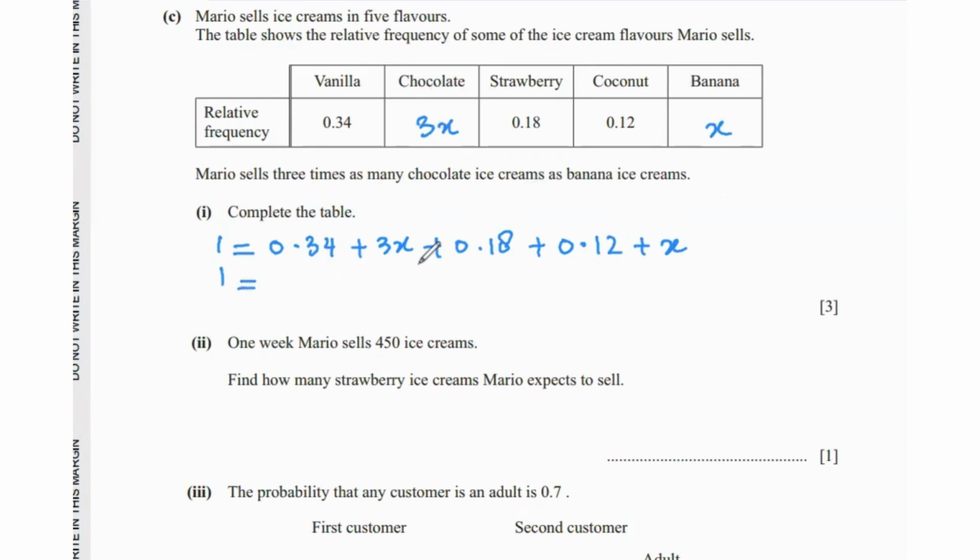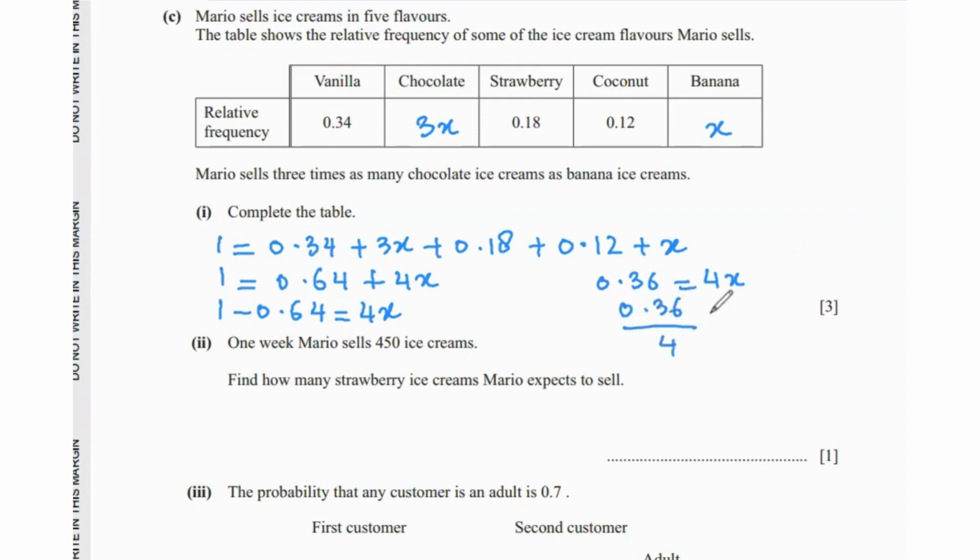So when we add the decimals up, that gives us 0.64 and 3x plus x is 4x. Then we do 1 minus 0.64 equals 4x, which is 0.36 equals 4x. And when we divide the two, we get 0.09. So that means this is 0.09 and this one would be thrice of it, so that's 0.27. This was 3x.